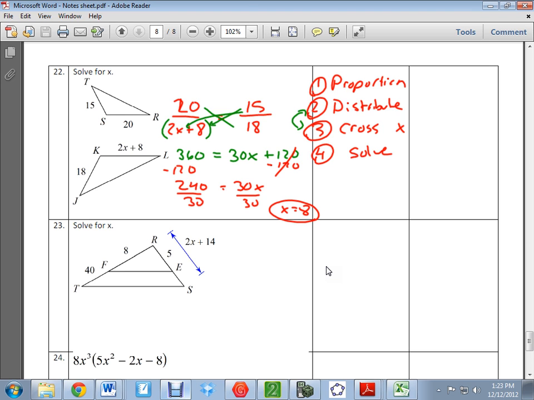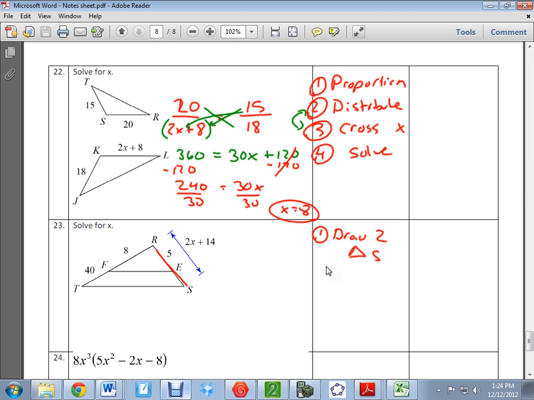Okay? Let's look at number 23. How's number 23 different? These are two triangles that are inside of each other, and the 2x plus 14 represents the entire length of RS. The best way to go about doing these is to first draw two triangles.